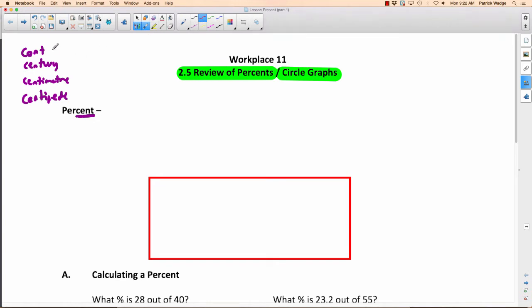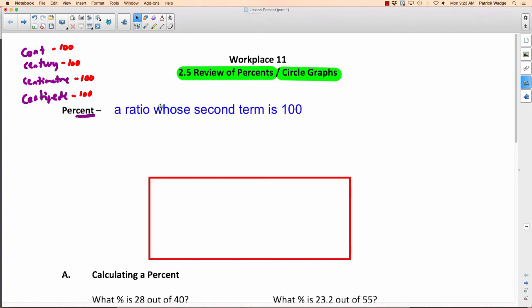Well, cent is 1/100th of a dollar, right? A century is 100 years. A centimeter, well, there's 100 centimeters in a meter. And a centipede, the idea is that it's this little bug that has 100 legs. Usually they don't actually have 100, but that's how it got its name. 100 has something to do with hundreds. Per 100, well, it's per 100 or out of 100. That's absolutely what this means.